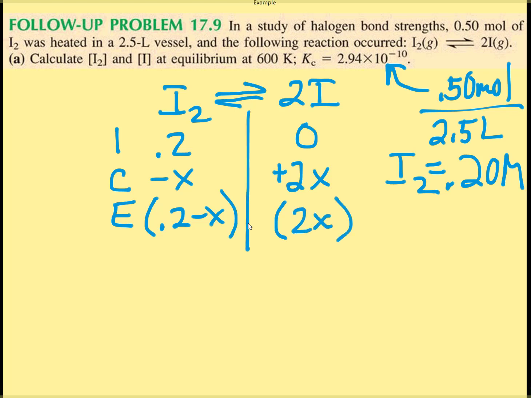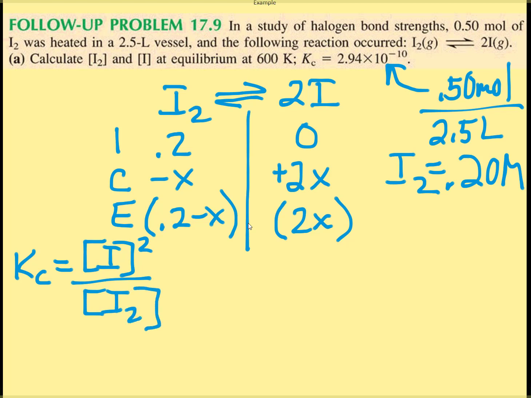And then there's a line that separates my products from my reactants. I'm going to write my equilibrium constant expression. These are all molarity. So that one's going to be squared, and this one is going to be just by itself. And I'm going to plug in what I know. So I'm going to put in my Kc, which is given to me. It is 2.94 times 10 to the minus 10.